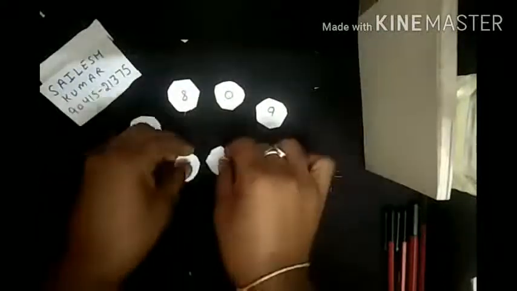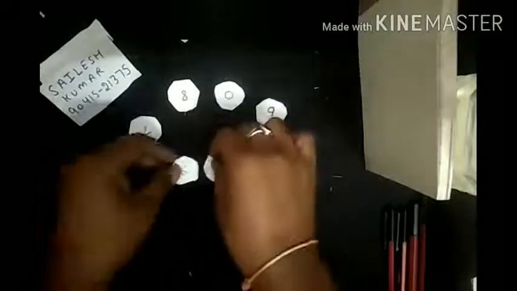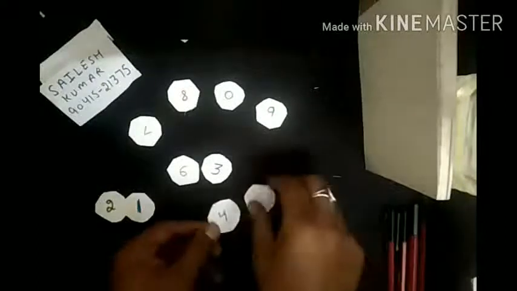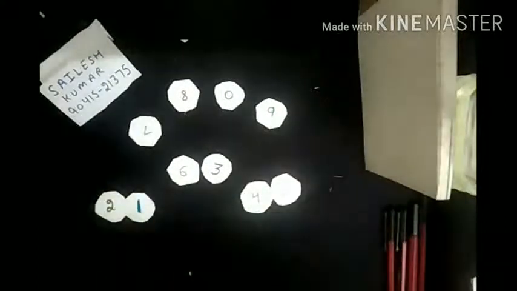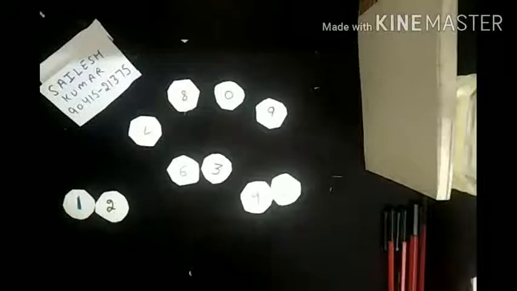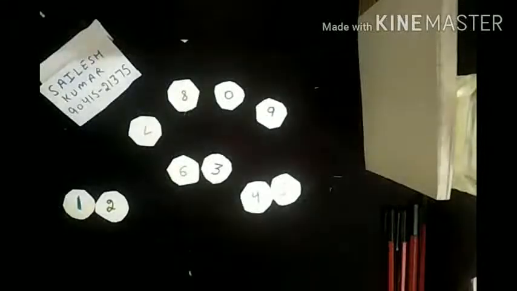Clear? Again I will show you that it is 36, but if I change the place of 6 and 3, it will become 63. In the same way, this was 54, and if I change the place, then it will become 45. If I change the place here, it will become 12. So this process of making a number with the help of digits is called numeration.